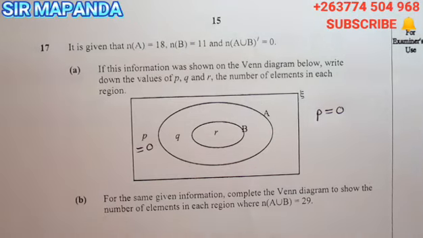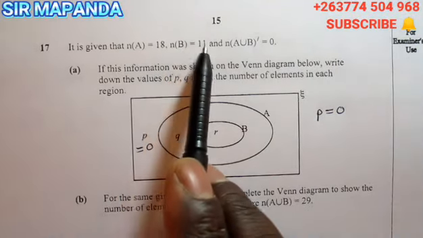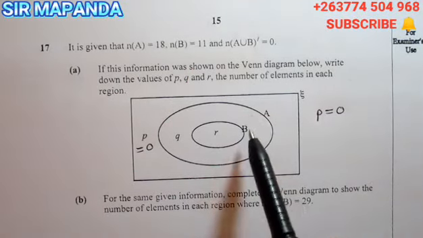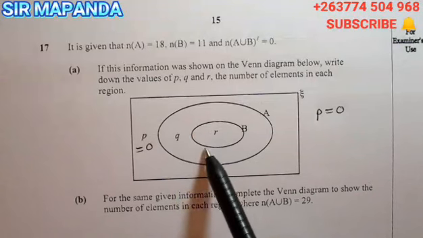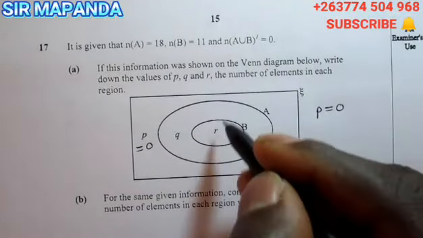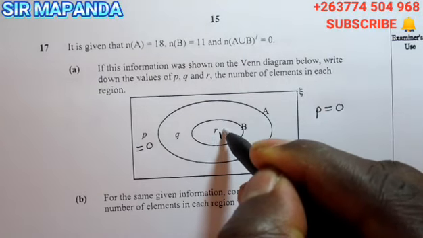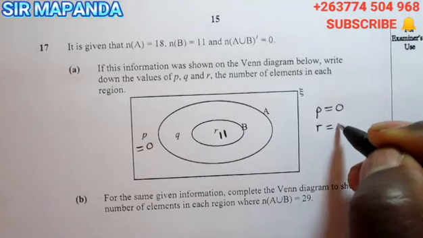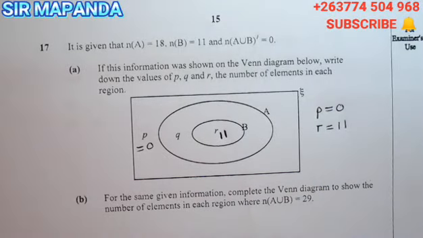I hope you are listening, class, right? Then n(B) is equal to 11, right? So 11 covers all the terms inside this circle of B. It means that I'm going to put 11 to represent R. Therefore, R is equal to 11. I hope you are listening, class.